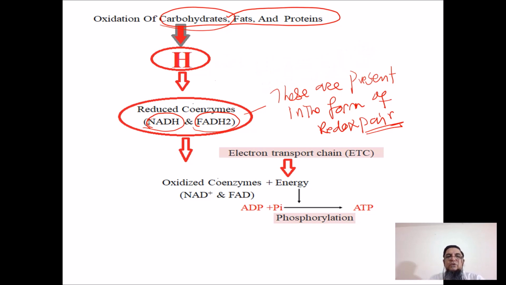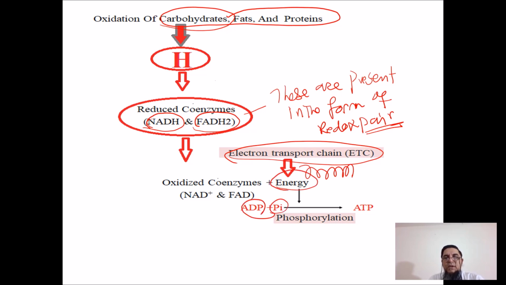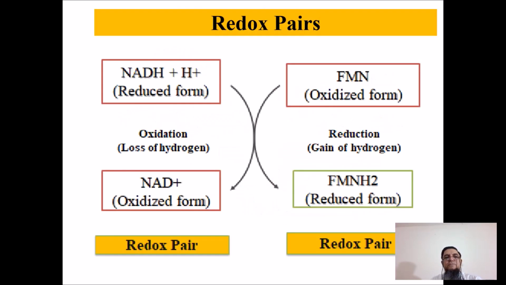We will discuss the redox pairs in a few seconds. These reducing equivalents will transfer the hydrogen to the electron transport chain, where they will move in the electron transport chain and generate energy. This energy will cause the addition of inorganic phosphate to ADP to make ATP. This mechanism is called oxidative phosphorylation.